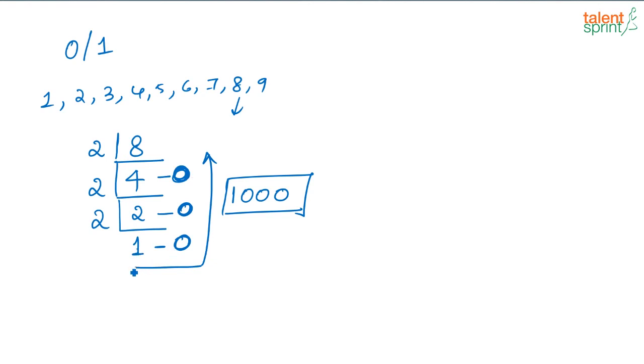In the last step from this end, write them till top. Go from here till here and write down the numbers in order. That is your conversion.